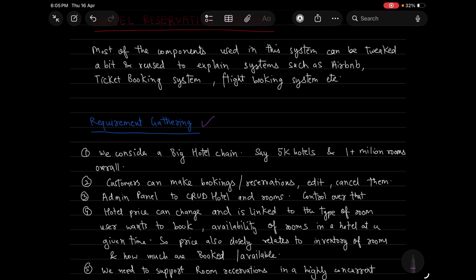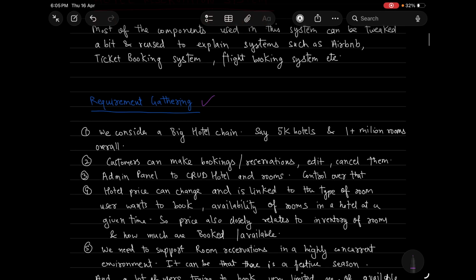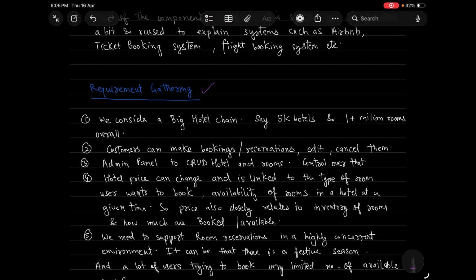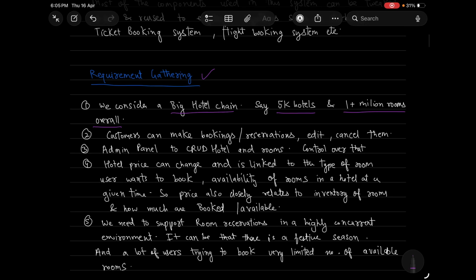Okay, let's see requirement gathering for a hotel reservation system or hotel booking system. We are considering a big hotel chain, say 5K hotels and 1+ million rooms overall. So it's quite a very big and popular hotel chain. Customers can make bookings or reservations. You can call it anything. They can basically make those reservations, edit them, cancel them, etc. and couple of all these functionalities.